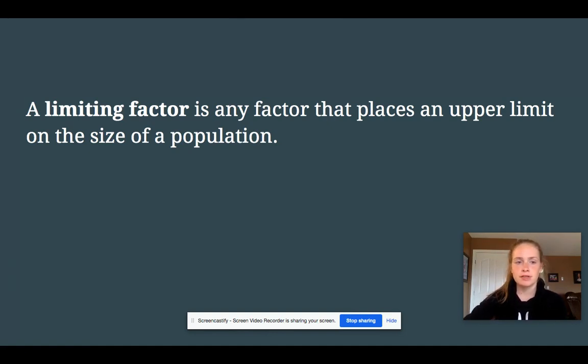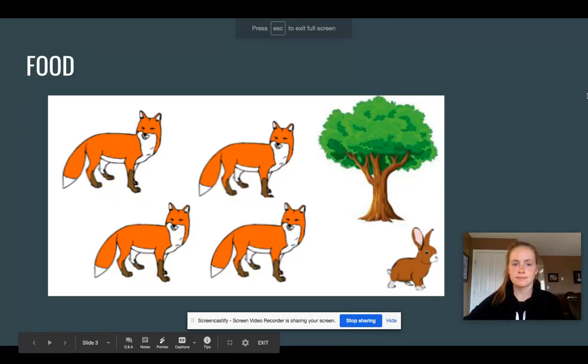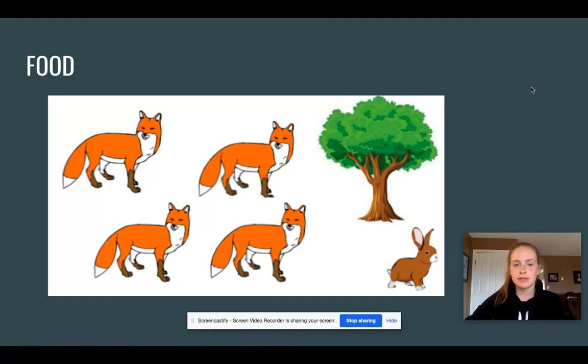and here we have a few examples to look at. Food is the first example, and as we can see here we have 4 foxes and only 1 rabbit, which evidently is not going to be enough to feed all 4 foxes, so most likely some of them or even all of them will die of hunger.